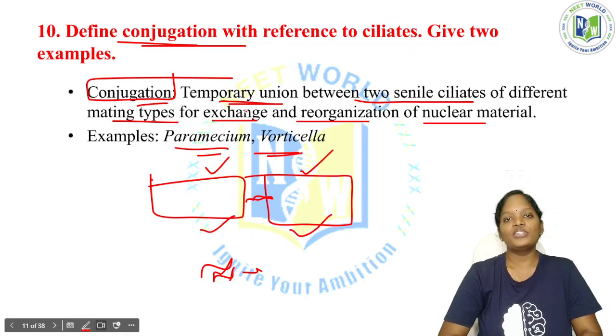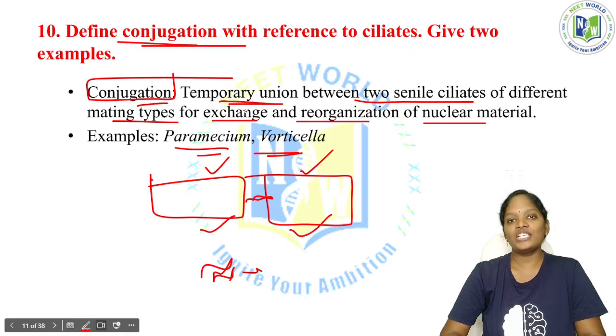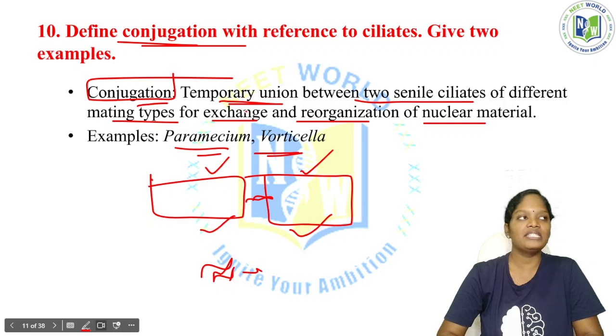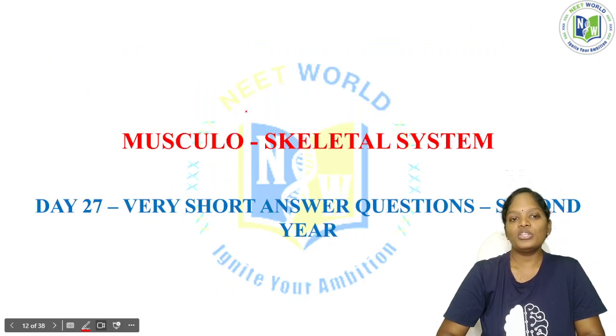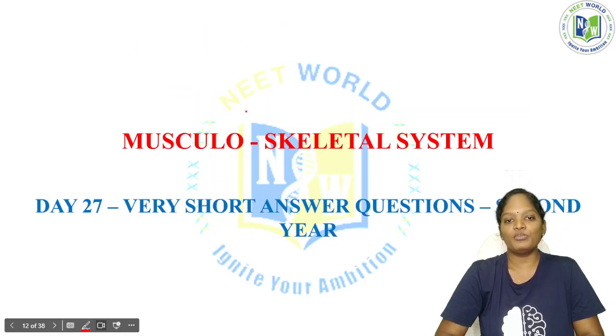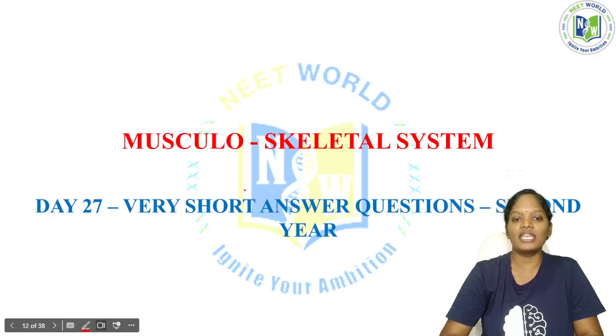Just know this conjugation will be the attachment of two different individuals temporarily. It is not a permanent union, just a temporary union until the genetic material has been exchanged. So this can be seen in Paramecium and Vorticella. So that's all about the short questions in that chapter, the locomotion and reproduction in protozoa. Now we are going to discuss the very short questions in the musculoskeletal system. This is in the second year.